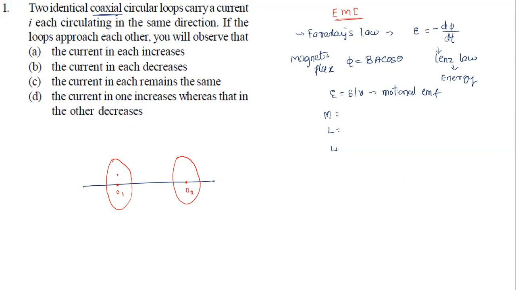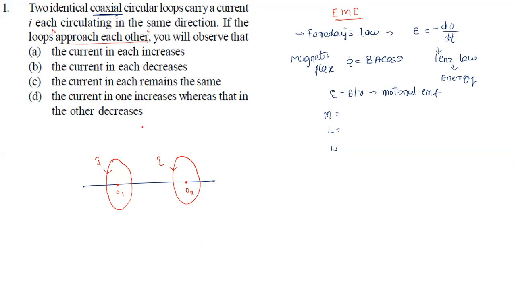Now they're carrying current in the same direction. Now what do we see here? It is given that the loops approach each other. Approach means they're going to come near to each other. As they come near to each other, what will happen? We need to see. That's the main question.